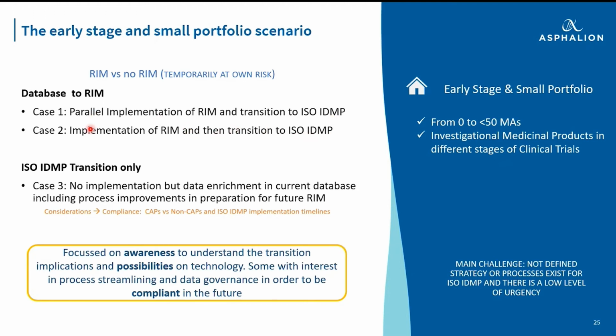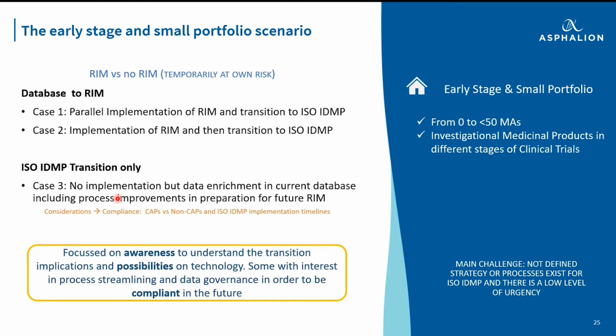So this will be an implementation of RIM with the data that you already have cleaned in order to have your data harmonized into the new system. But then transition to ISO IDMP will mean to enrich the data within the RIM system. You can also have an ISO IDMP transition only, which will be an example of a case tree. So no implementation of a RIM system, but a data enrichment in the current database, including the process improvements in preparation for a future RIM, but also in preparation to the processes that the EMA will be putting in place.